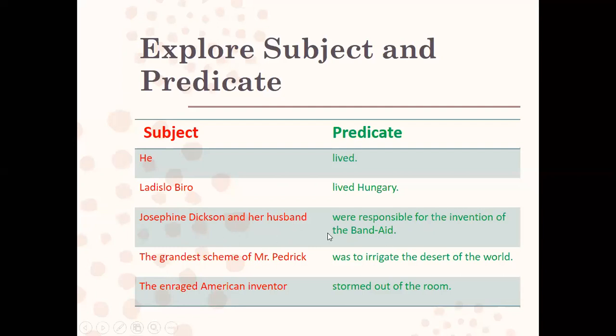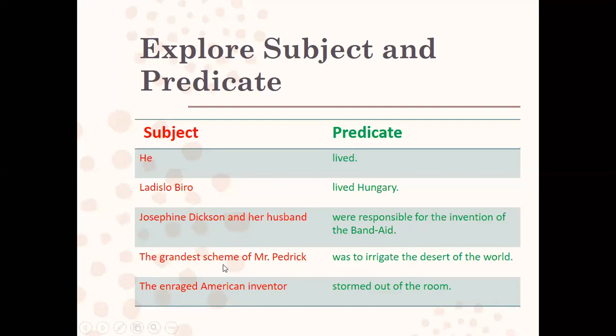Okay, so how can you find it? What is the subject? I highlighted it over here: Josephine Dixon and her husband. This is the subject. And what is the predicate? This is the predicate: were responsible for the invention of the band-aid. This predicate is telling you about the subject.